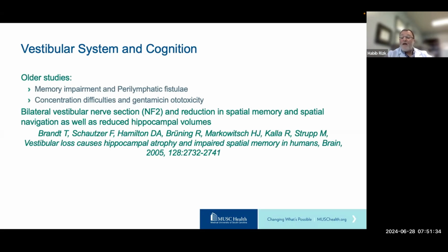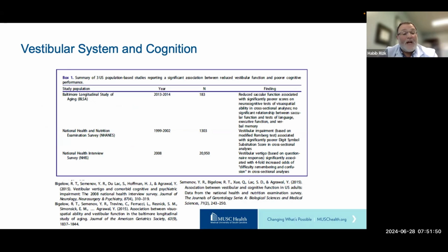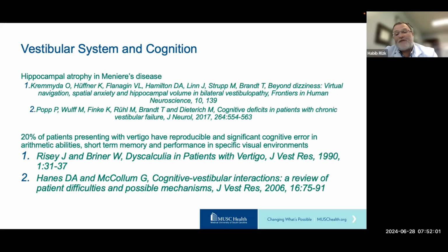And that's something we need to be thinking of as we continue to increase our knowledge in that field. And because of all of those studies about aging, the question about cognition always comes back. A plethora of articles have shown over the years the connection between peripheral injury and concentration difficulties and memory impairments. Yuri Agrawal has published many papers, but 3 of those papers show reduced vestibular function is associated with poor cognitive performance. And hippocampal atrophy is no longer just seen in bilateral hypofunction. It's also been described in Meniere's disease.